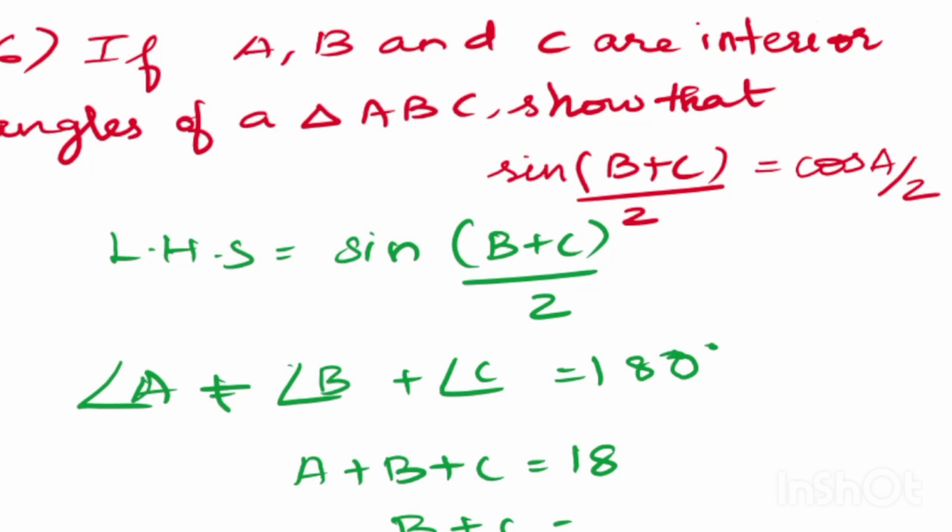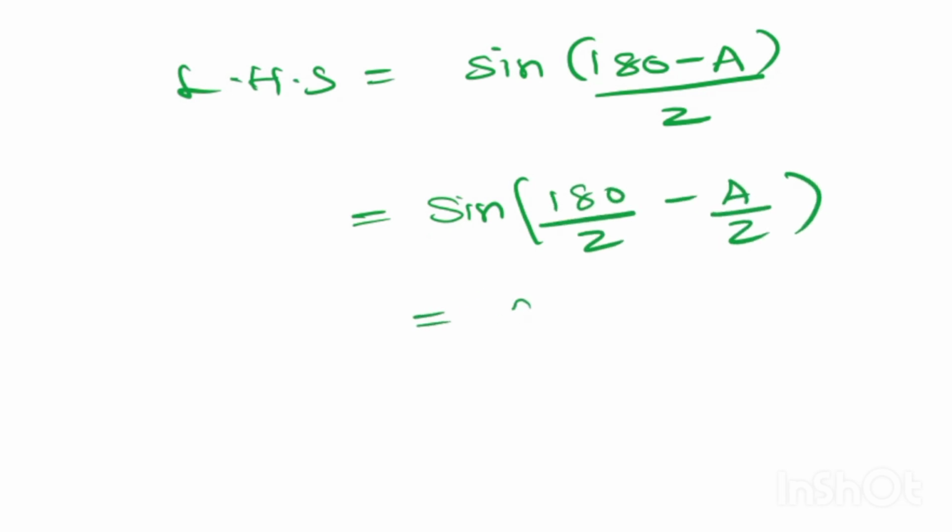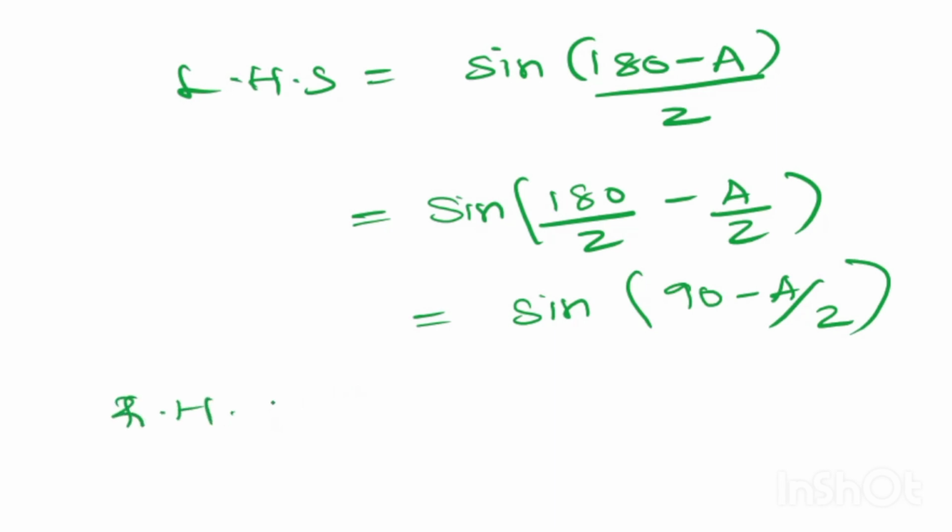So B plus C will be equal to 180 minus A. So in this LHS, for B plus C, we can substitute 180 minus A, okay? So LHS is equal to sine of (180 minus A) divided by 2. This can be written as sine of (180 by 2 minus A by 2), which is equal to sine of (90 minus A by 2). Okay. Now come to the RHS. In RHS, what is given? It's given cos A by 2, right?